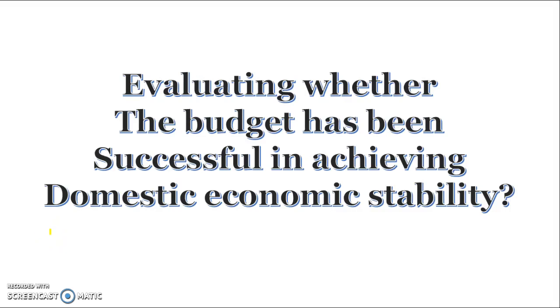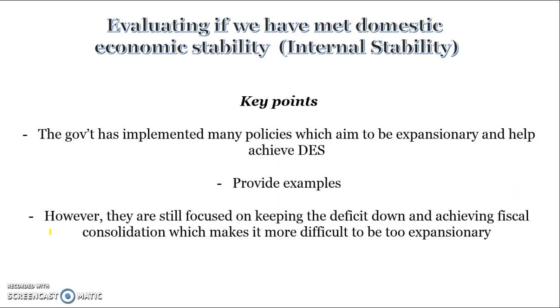Okay, so continuing on with some of these evaluation type questions, you may be asked to evaluate whether the government has been successful in achieving their goal of domestic economic stability. So some key things you want to talk about there is that the government has implemented many policies which have been expansionary and will help domestic economic stability, and you can provide examples of any of the expansionary policies we've looked at in class, so the tax cuts, income, company, infrastructure spending, etc.